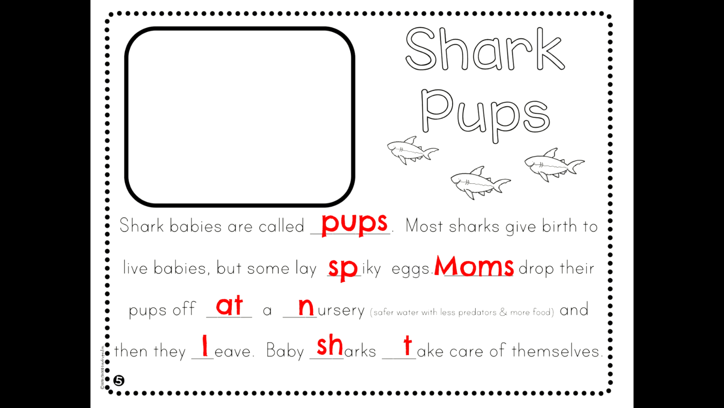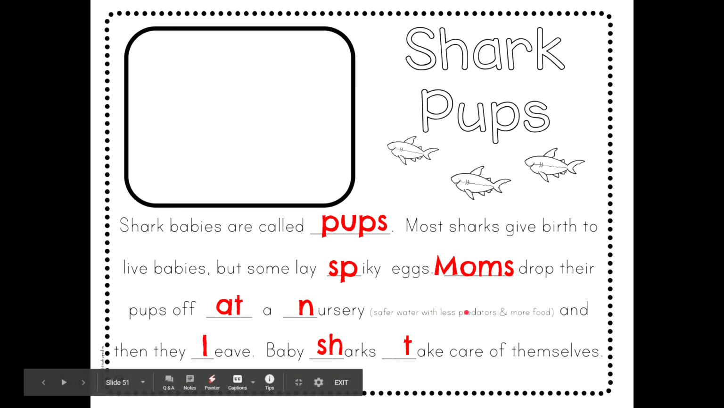So let's read our paragraph one more time. Make sure that you have all of those fill-ins, and then we'll draw our picture. Shark babies are called pups. Most sharks give birth to live babies, but some lay spiky eggs. Moms drop their pups off at a nursery, safer water with less predators and more food, and then leave. Baby sharks take care of themselves.